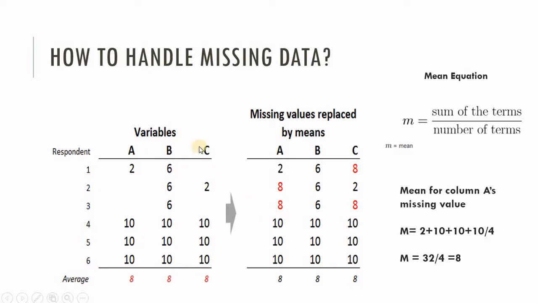Same as in C, if I want to fill this missing value with the mean, then as per the equation, 2 plus 10 plus 10 plus 10 equals 32 divided by 4, it is also 8. So that is why we can fill this missing value with 8.